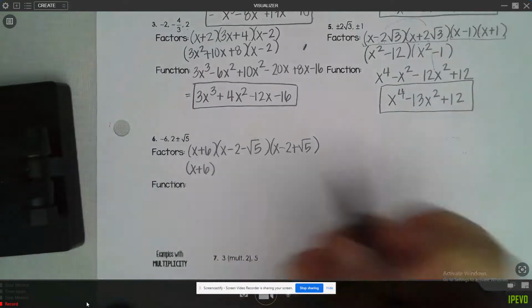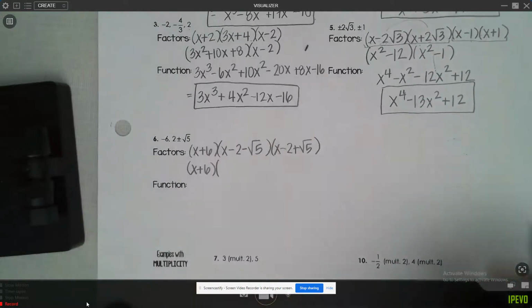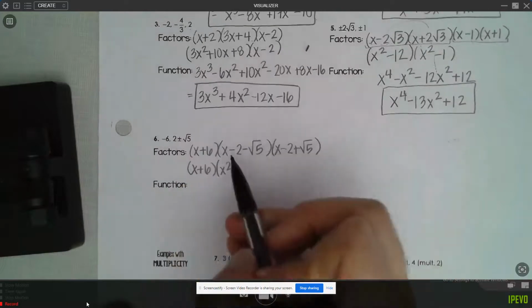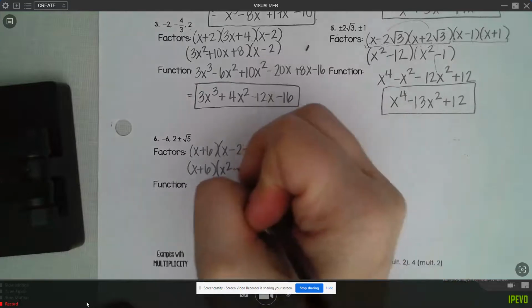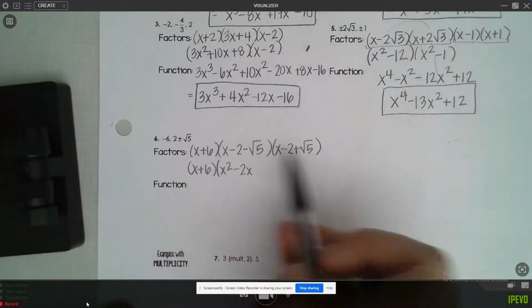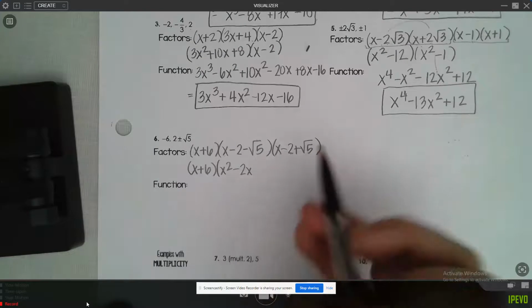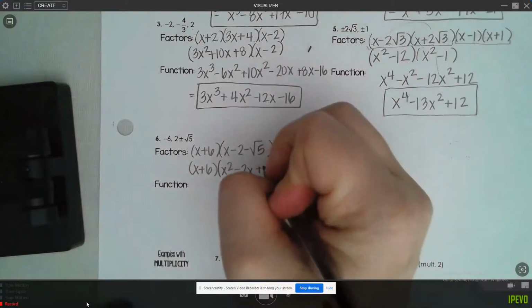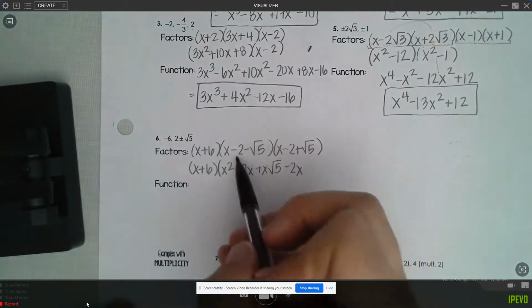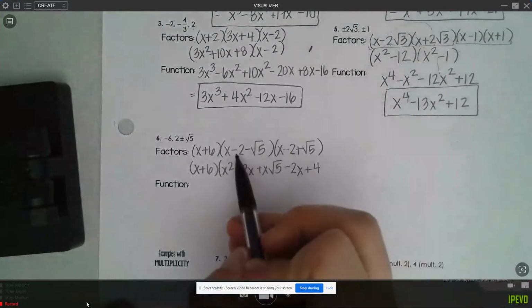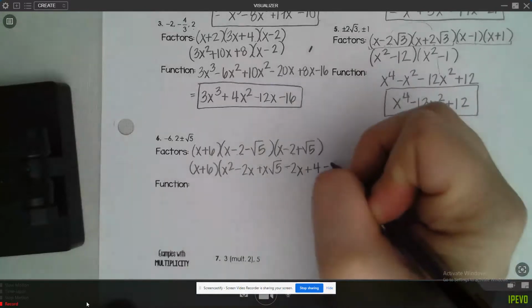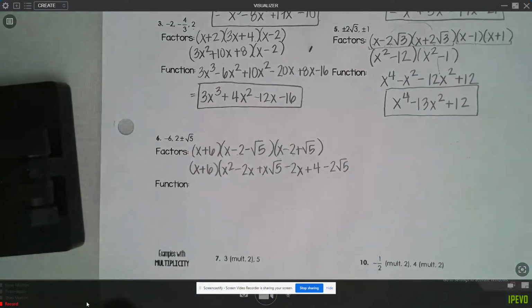X times x, x squared. X times negative 2, negative 2x. X times radical 5. So this is plus x radical 5. Negative 2 times x is negative 2x. Negative 2 times negative 2 is a positive 4. Yes? Negative 2 times radical 5 is negative 2 radical 5. Follow me there distributing?